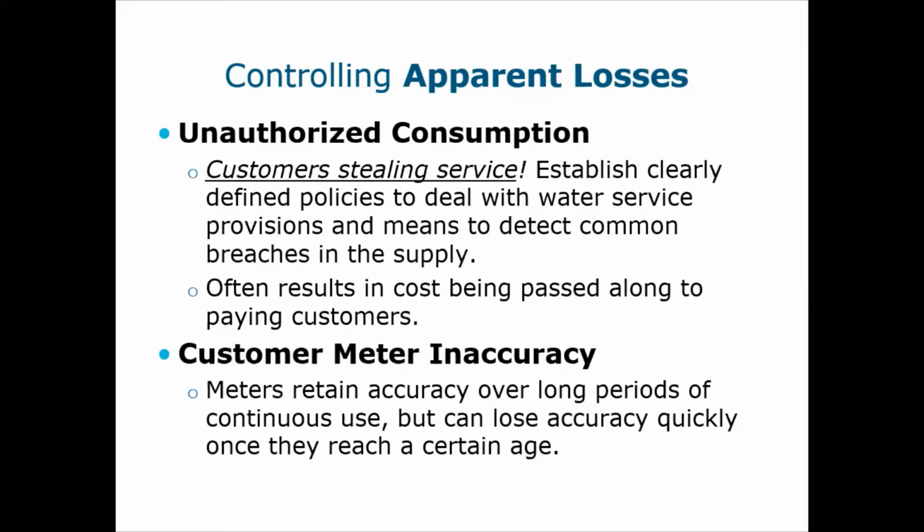Customer meter inaccuracies. This is a huge one. Meters retain accuracy over long periods of continuous use, but can lose accuracy quickly once they reach a certain age. This may be due to water quality or just the type of meter that you have in the system. So you want to make sure that this is not an issue.